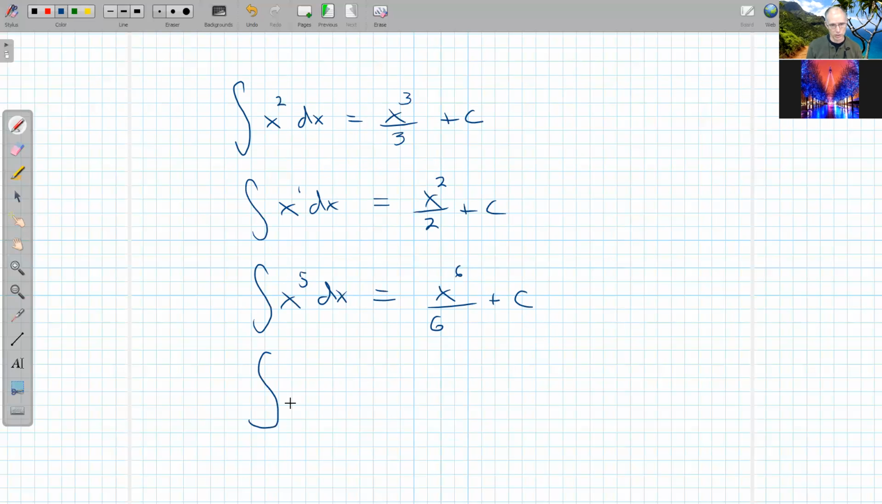So in general, if you're looking for an antiderivative of x to the power n, then you increase that power by 1, and you divide by n plus 1, whatever that increased power is. So antiderivative for polynomial just hinges on this one right here, which is a tweak about power rule from earlier.